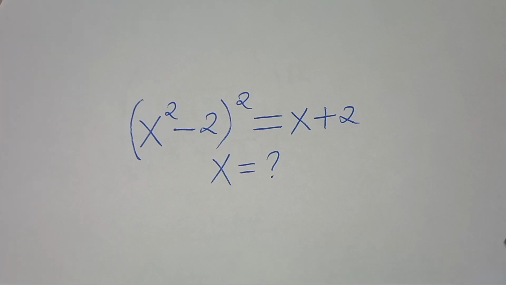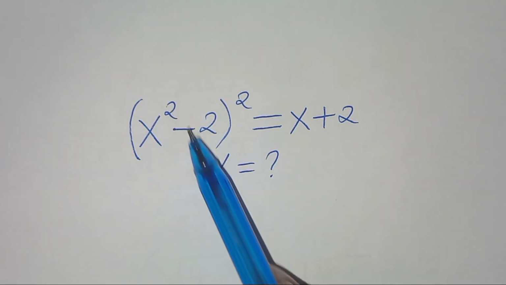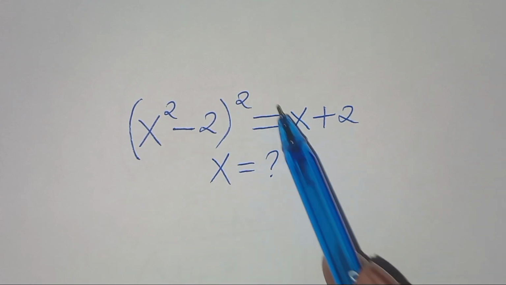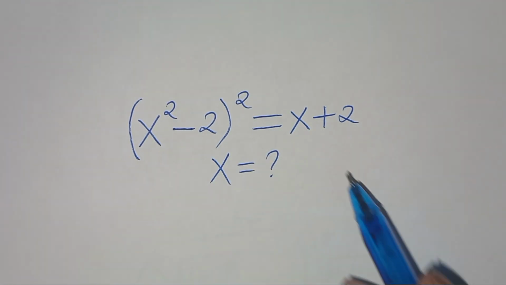Hello everyone, you are welcome to solve this nice algebra problem, which is (x^2 - 2)^2 = x + 2. So what are the values of x?